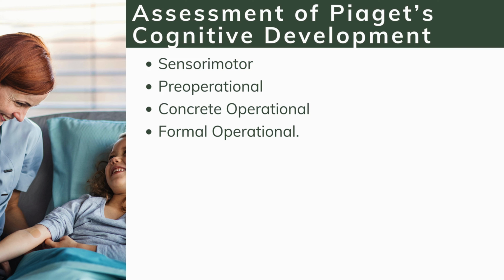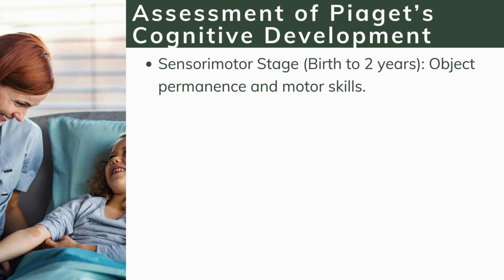Piaget's theory focuses on how individuals understand and process information across 4 developmental stages: sensorimotor, pre-operational, concrete operational, and formal operational. Focus areas from birth to 2 years old, or the sensorimotor stage, are object permanence and motor skills.